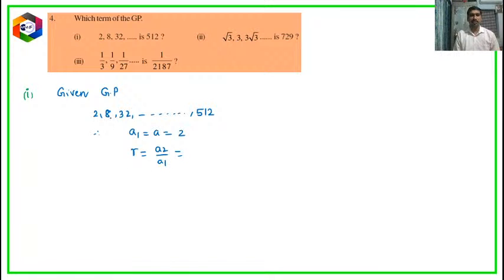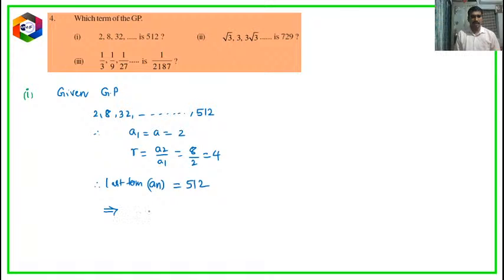It is the common ratio between second to first or third to second, anything it is. So 8 by 2, which will be equal to 4. Now we know a and r. Now this 512 is which term, it is asked. We will equate this to the last term or nth term. So last term or nth term or general term, anything we can write, is equal to 512.